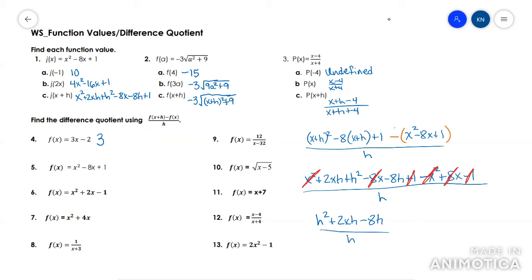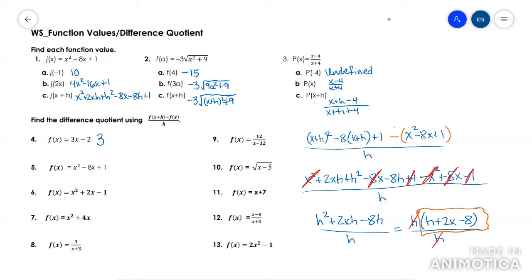So I'm almost done. The only thing is you can go a little bit further here because all of these things have the letter h. So you can GCF an h out of the top. And so it would look like h plus 2x minus 8, and it's all over h. And then the reason you did that is because now you can cancel that h. And you'll end up with your answer, which is this right here, this h plus 2x minus 8.